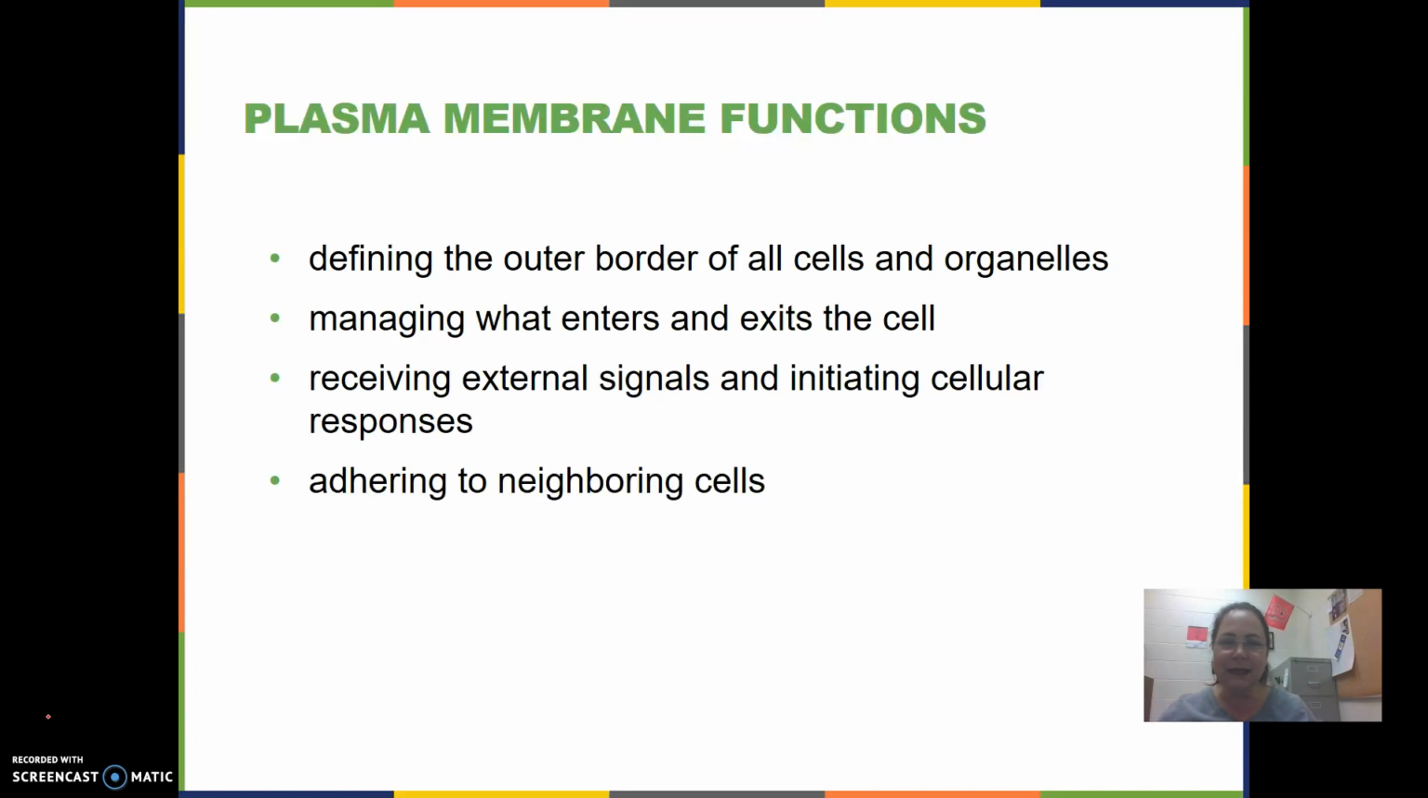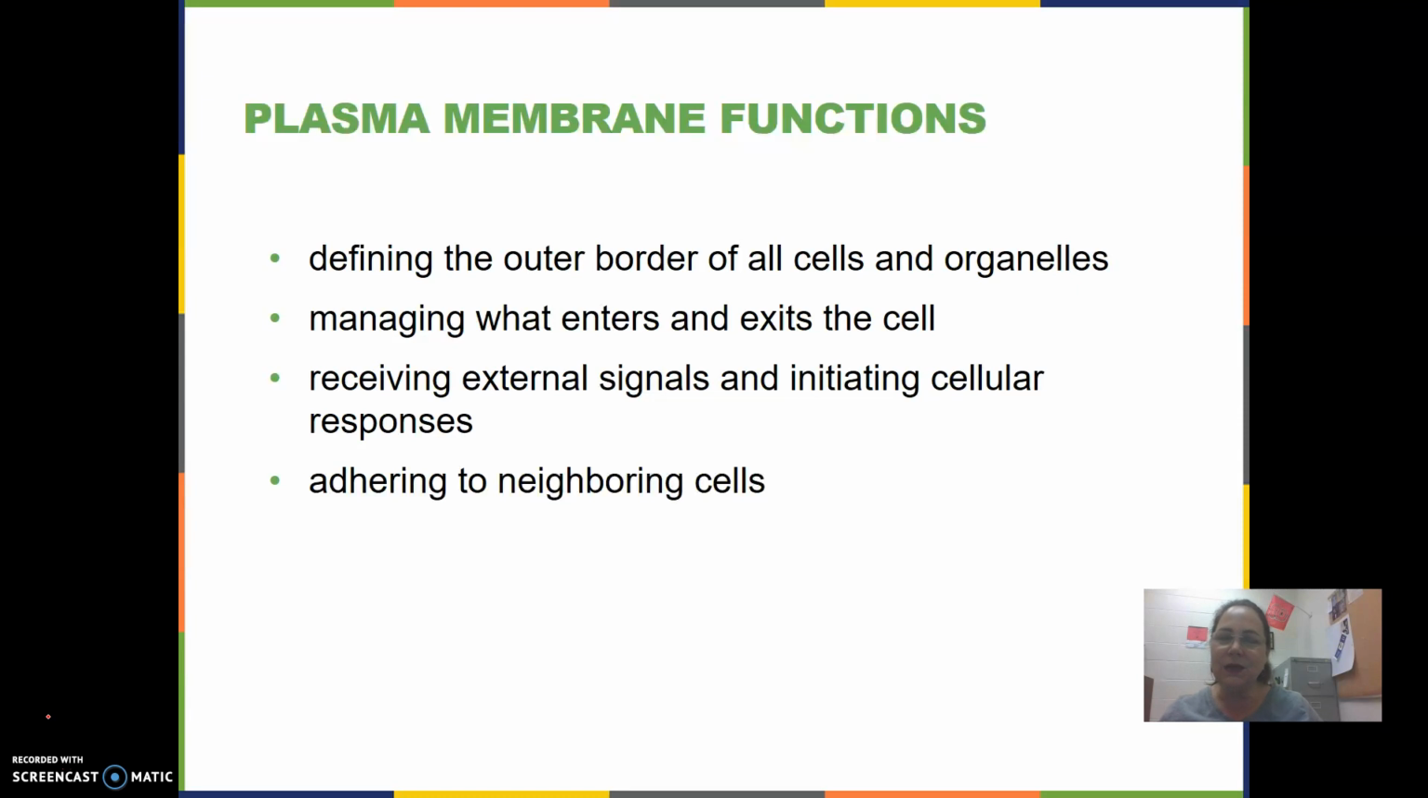Receiving external signals and initiating cellular responses. So if the cell is going to respond, it normally is going to respond to a chemical or a voltage change, and there are proteins in the plasma membrane that are responsible for those changes or for initiating those changes.